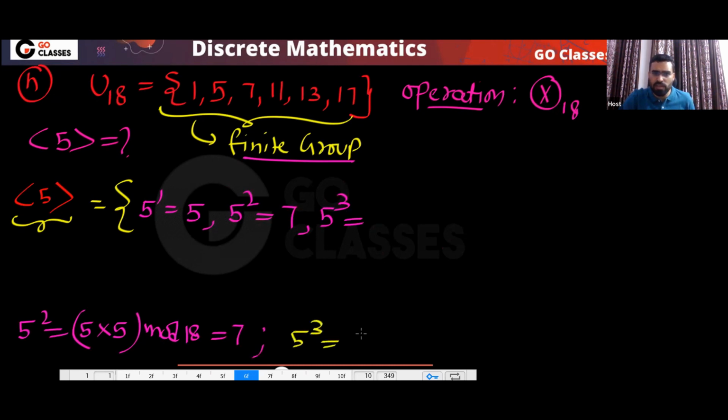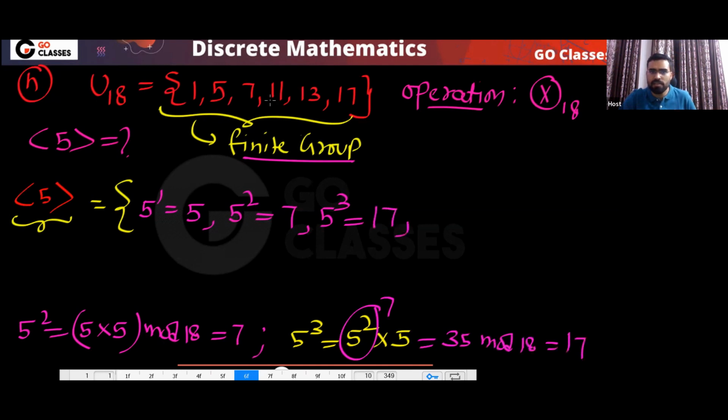Now you don't have to work hard. Remember 5 power 3 means 5 square multiplied by 5, and you already know 5 square is 7. So that will be basically 35 mod 18, and that is 17. Right? So you don't have to calculate again. Save some time. So tell me, what will be 5 power 4?